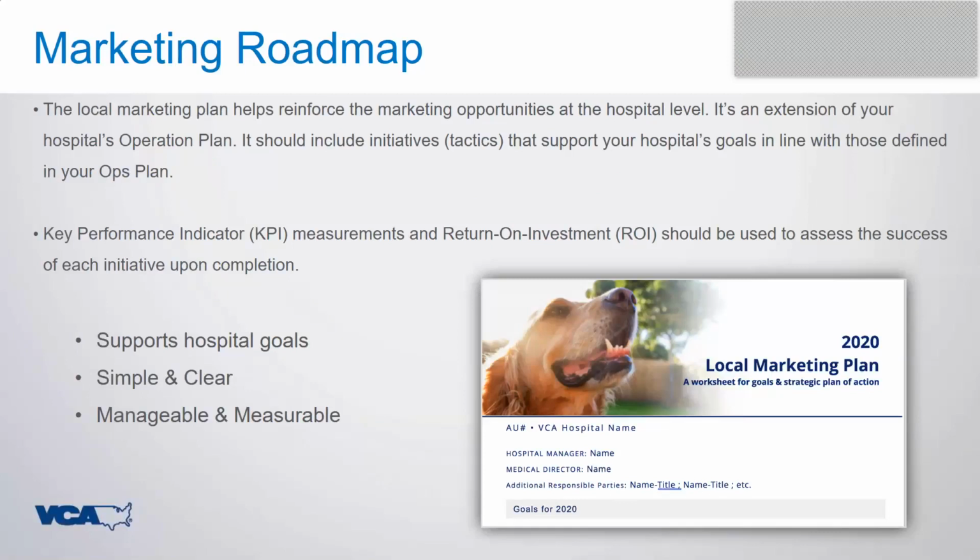You're going to hear a few terms throughout the entire planning process, but you'll see them on your marketing plan as well. One of them is key performance indicator or KPI. That's going to be kind of the how-to for measurement, and then return on investment or ROI is what you're going to use to be able to assess the success of each initiative upon completion. So, without further ado, you want to make sure that your marketing plan supports your hospital's goals and supports your operating plan, is simple and clear, and is manageable and measurable. This should not be a stress-inducing task. This should be able to help set you up for success from a marketing standpoint for 2020.